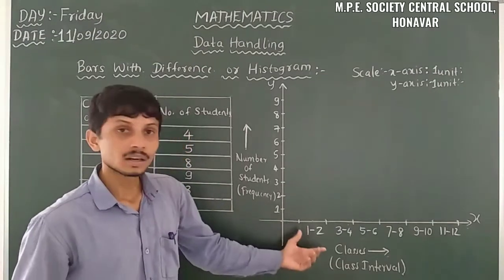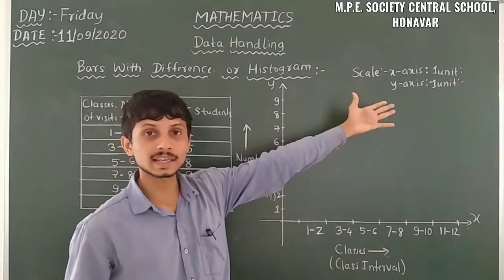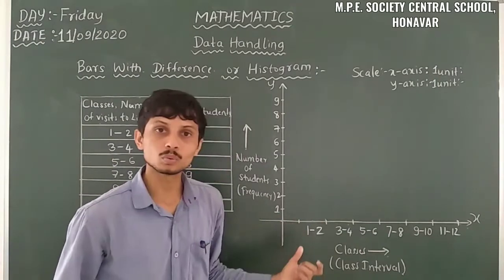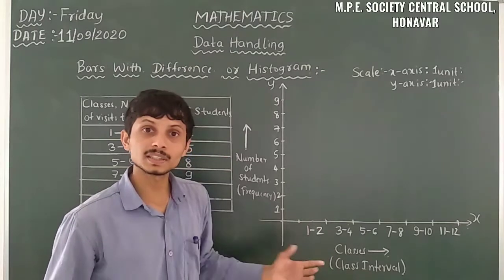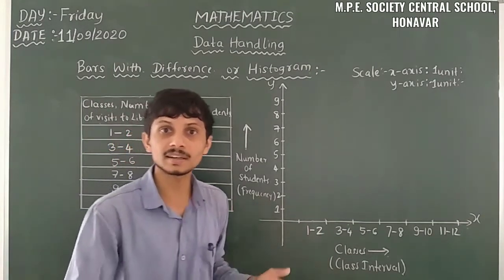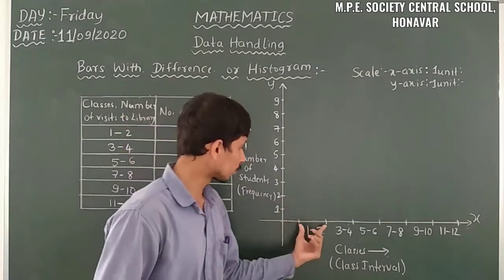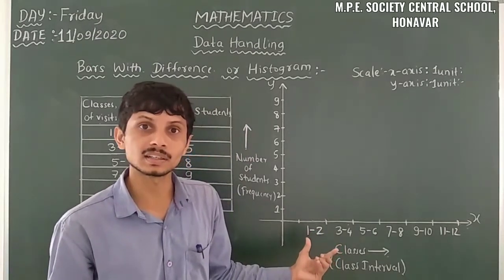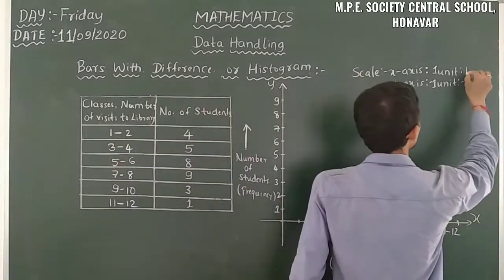Then after that we have to take the scale, that means the measurement. Here 1 to 2. Each class interval represents 2 classes, that means first standard and second standard. That's why 1 unit is 2 classes. That means we can take 1 to 2 classes. Here it is 1 to 2 classes.